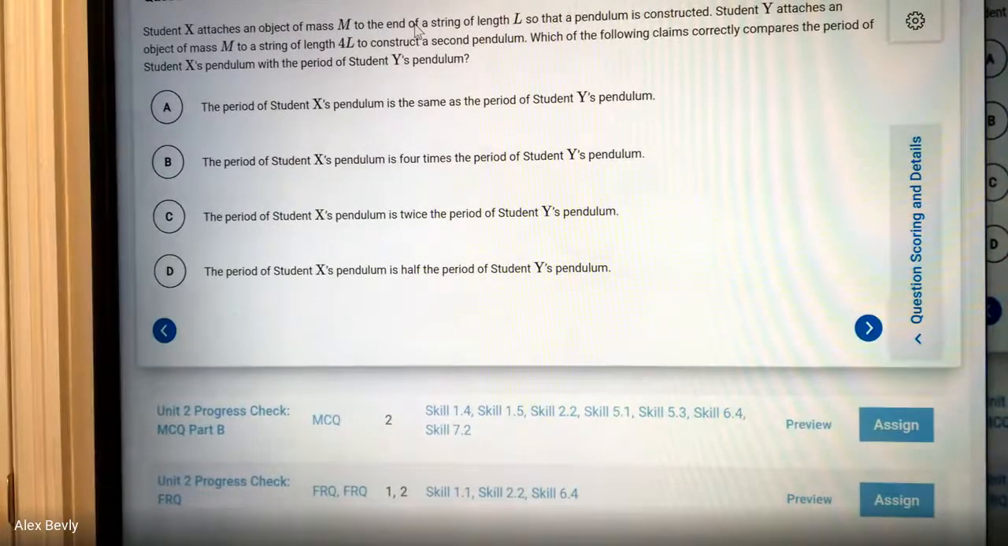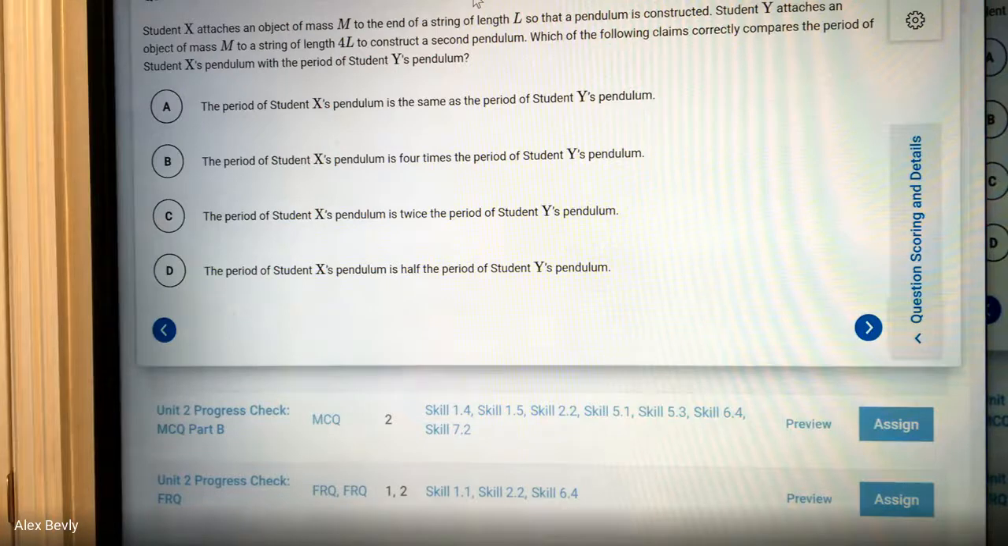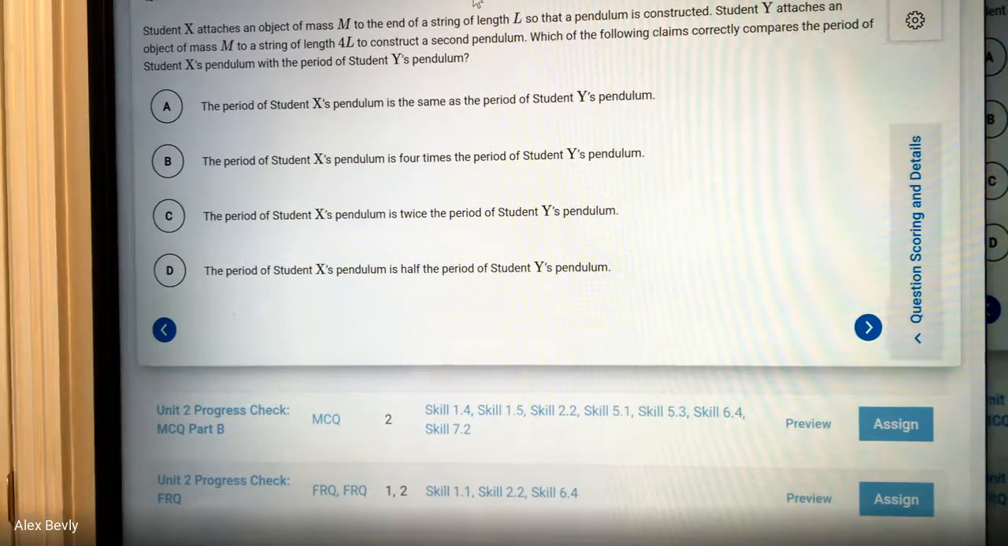Student X attaches an object of mass M to the end of a string of length L so that the pendulum is constructed. Student Y attaches a mass M to the string length 4L to construct a second pendulum. Which of the following claims correctly compares the period of student X's pendulum with the period of student Y's pendulum?